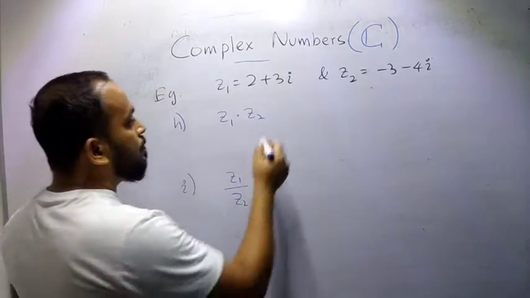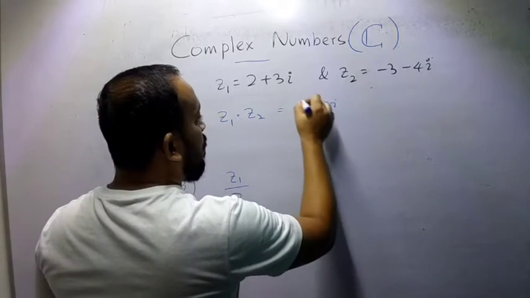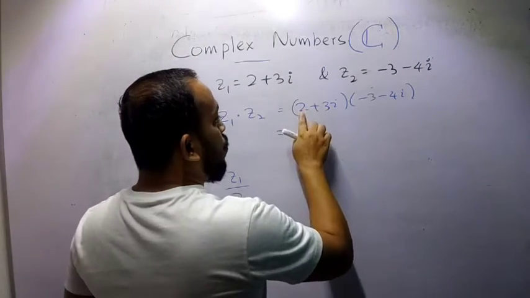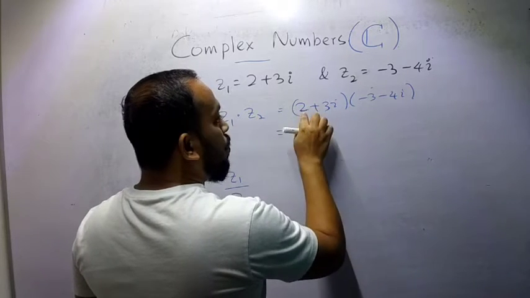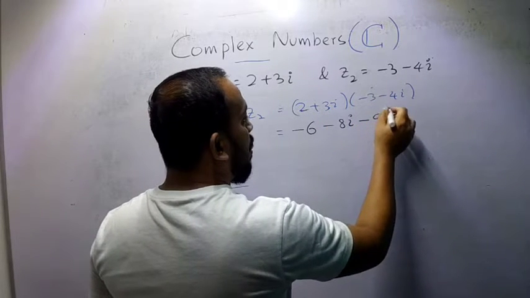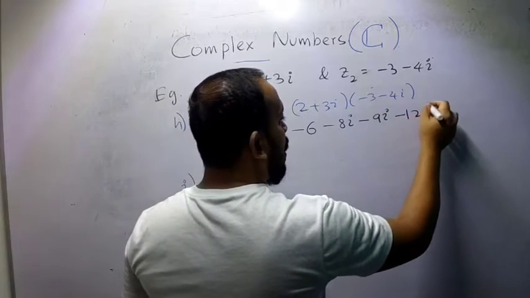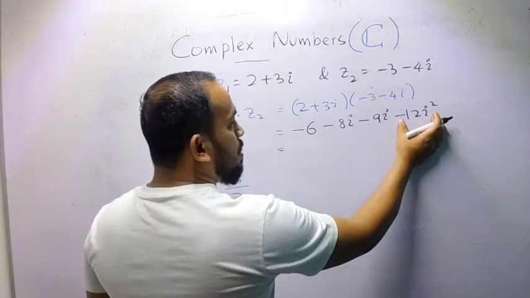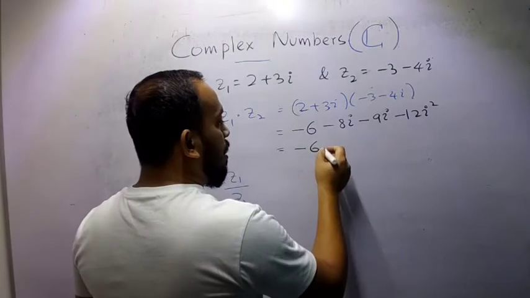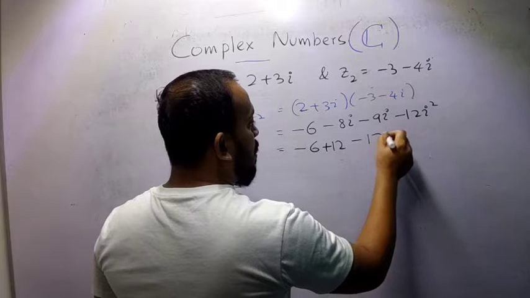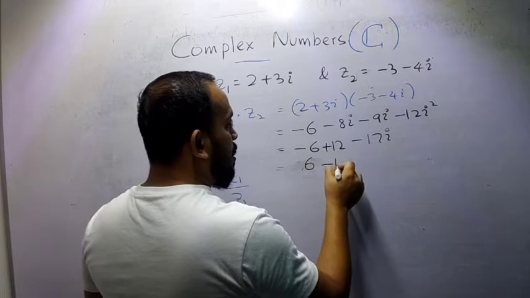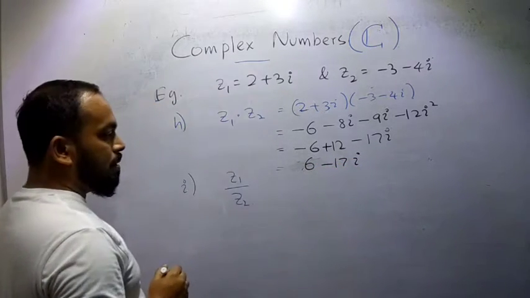Right. So multiplication, 2 plus 3i times minus 3 minus 4i. The 2 into minus 3 is minus 6, 2 into minus 4i is minus 8i, 3i into minus 3 is minus 9i, 3i into minus 4i is minus 12i squared. So this is what? Minus 6, i squared is minus 1, with the minus sign that gives you plus 12, and this will be minus 17i. So here plus 6. This will be 6 minus 17i.